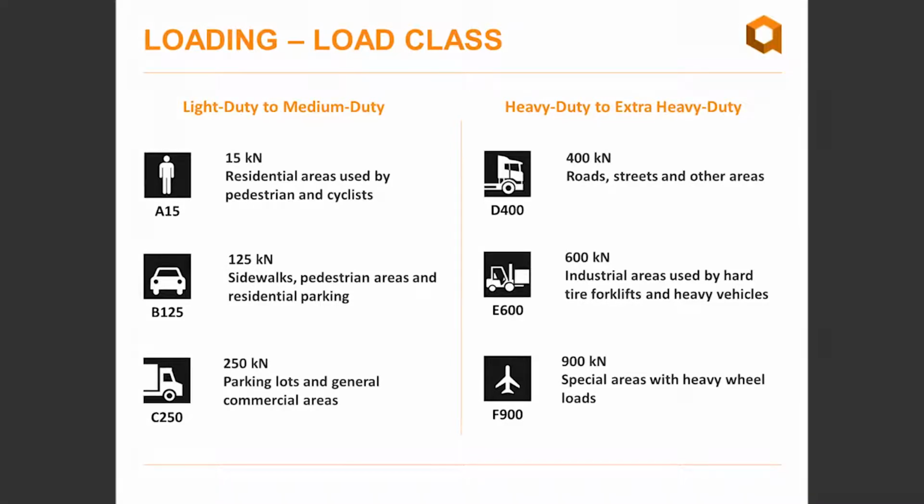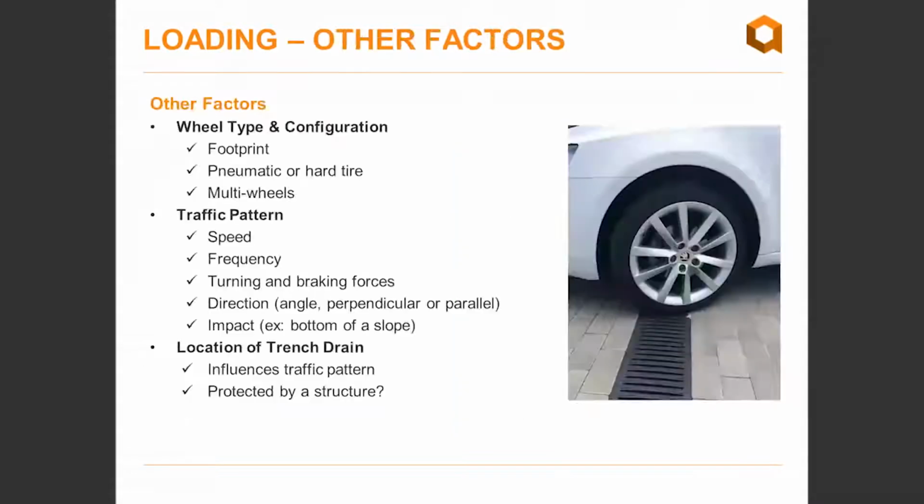Now on the heavy duty and extra heavy duty side, we have D400, which is roads and streets and other areas. E600, industrial areas used by hard tire forklifts and heavy vehicles, like ports, docks. F900, special areas with heavy wheel loads, so mainly we can think of airports here. The load class considers only a static load. It's a specific footprint through a test block that doesn't take into account the dynamic loads. That's why we need to look at other factors as well.